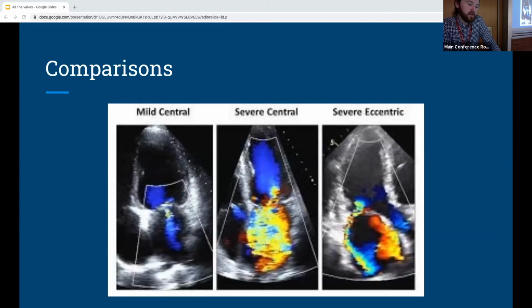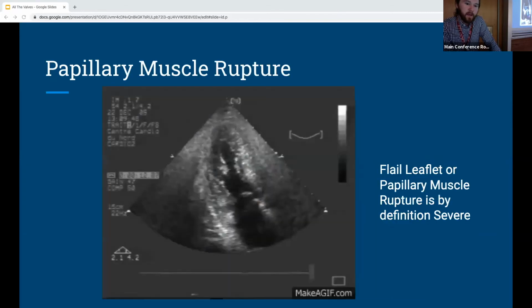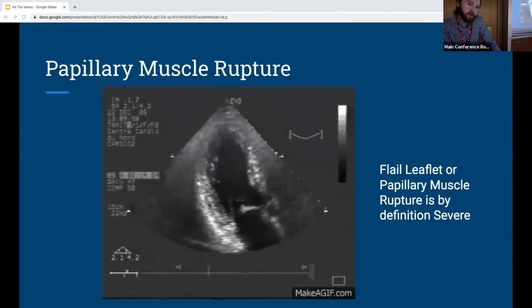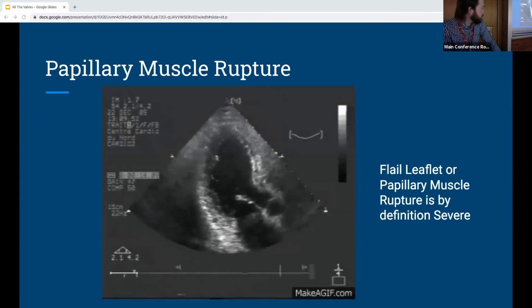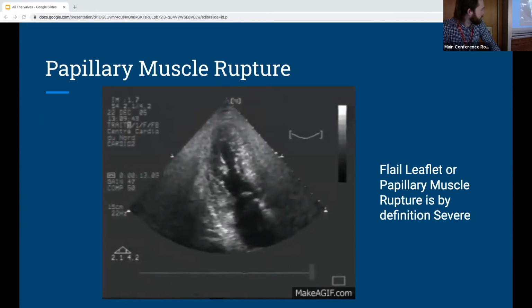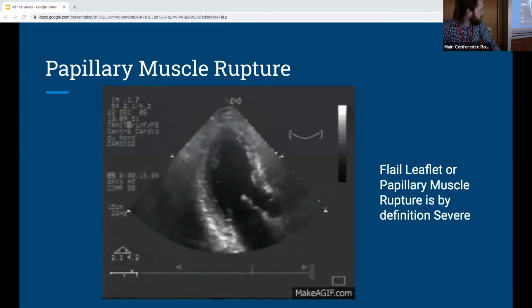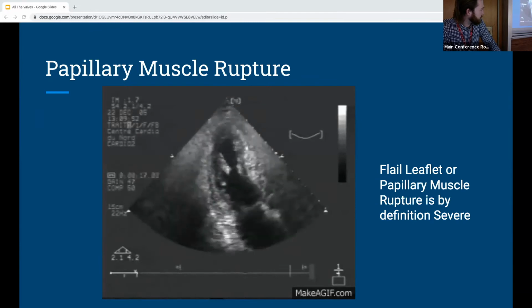Basically, the jet can do whatever it wants. So you're not always looking for just the classic right down the middle type of jet. And then this is an example of the papillary muscle rupture. I don't have it in color flow because I don't think you need it. It's pretty dramatic when you see that thing flopping around.